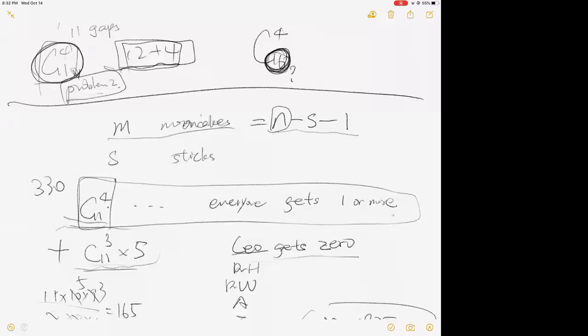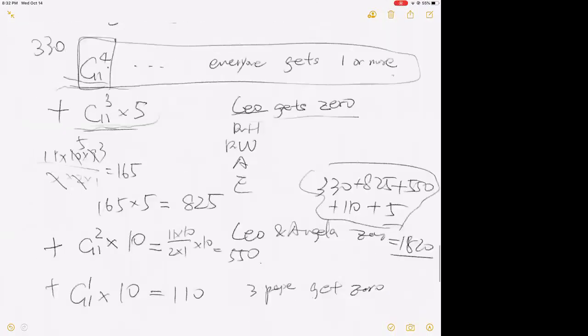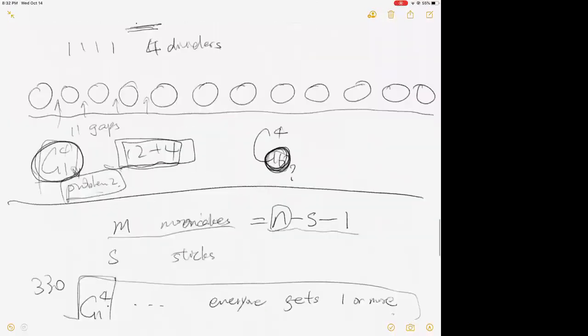4 dividers on the 11 gaps. Then we can do it this way. But I still like what Eric mentioned early on, actually 16 choose 4. That's actually the easiest answer. Why is it 16 choose 4? I still need people to explain this to me.